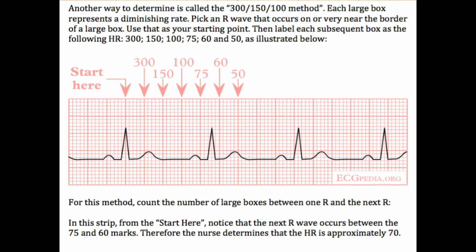For this method, simply count the number of large boxes between one R and the next R. In this strip, from the start here, notice that the next R wave occurs between the 75 and 60 marks. Therefore, you would determine that the heart rate for this strip is approximately 70 beats per minute. And now that you have the basic guidelines, this will make it easier to actually start to interpret the EKG.